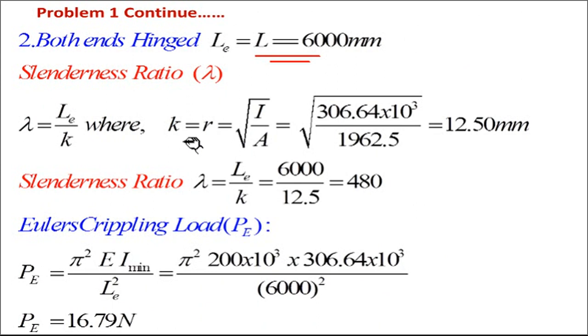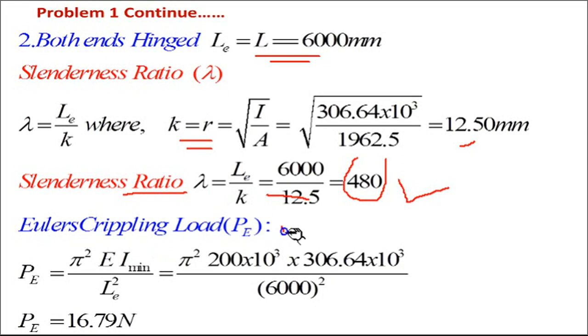Now calculate radius of gyration, under root of I by A. So moment of inertia by area, you will get K as 12.5. But whenever you calculate slenderness ratio, it is effective length upon K. Effective length is 6000 by 12.5. So you will get lambda as 480. Okay, and it is a unitless value. Slenderness ratio is unitless because it is the ratio of LE by K. Both have the same units.